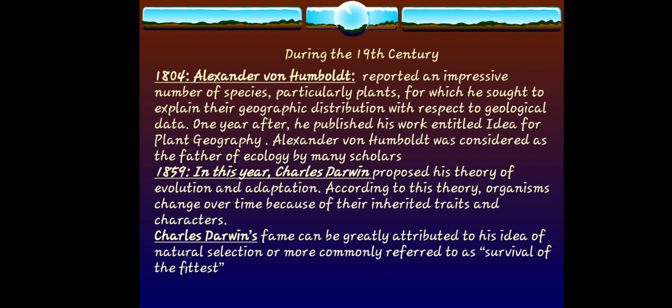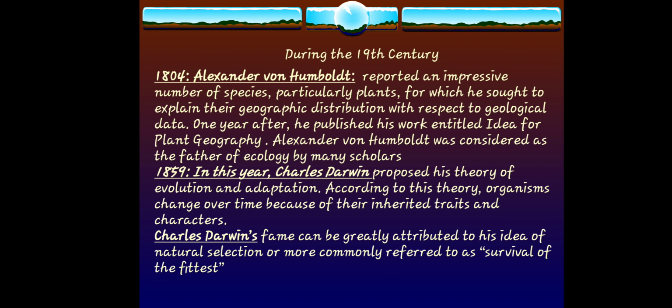Okay, so his work, or his discoveries, focused on the plants, the geographic distribution of the plants. So in 1859, Charles Darwin proposed his theory of evolution and adaptation. According to the theory, organisms change over time because of their inherited traits and characters. Charles Darwin's fame can be greatly attributed to his idea of natural selection, more commonly referred to as survival of the fittest. So, in ecology, ecosystem, and environmental science, Charles Darwin is very well known.